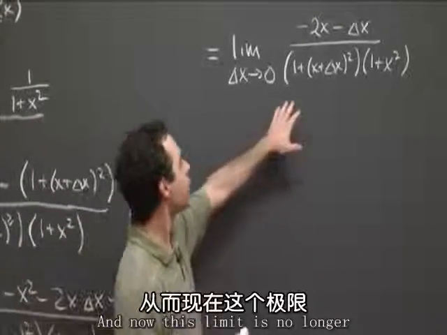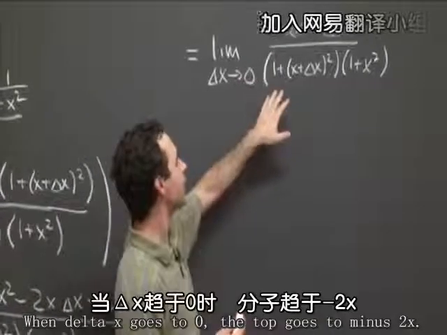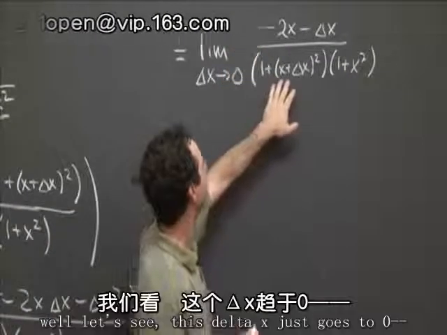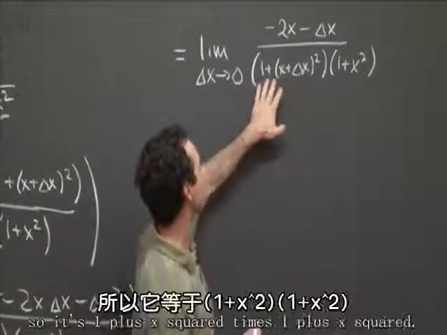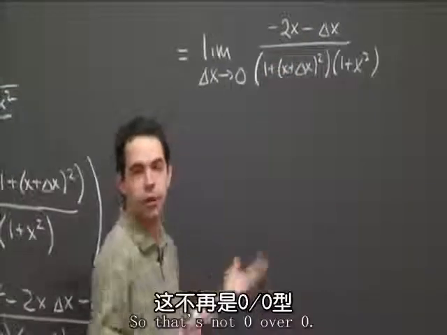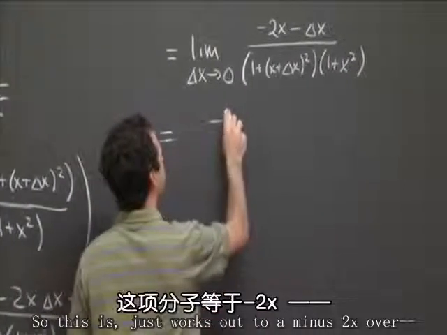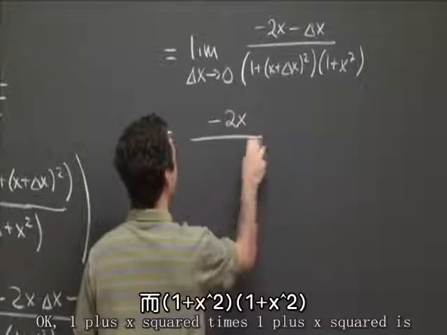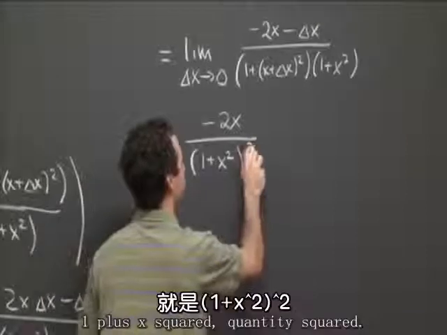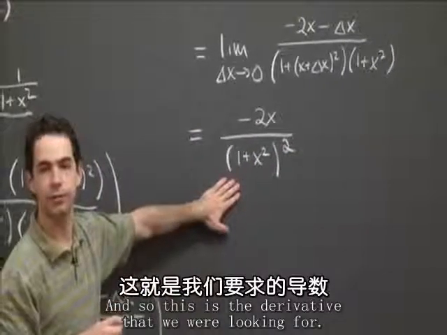And now this limit is no longer this 0 over 0 form, right? When delta x goes to 0, the top goes to minus 2x. And the bottom, well, let's see, this delta x just goes to 0, so it's 1 plus x squared times 1 plus x squared. So that's not 0 over 0. We can just plug in to evaluate. So this just works out to minus 2x over 1 plus x squared times 1 plus x squared, which is 1 plus x squared quantity squared. And so this is the derivative that we were looking for.